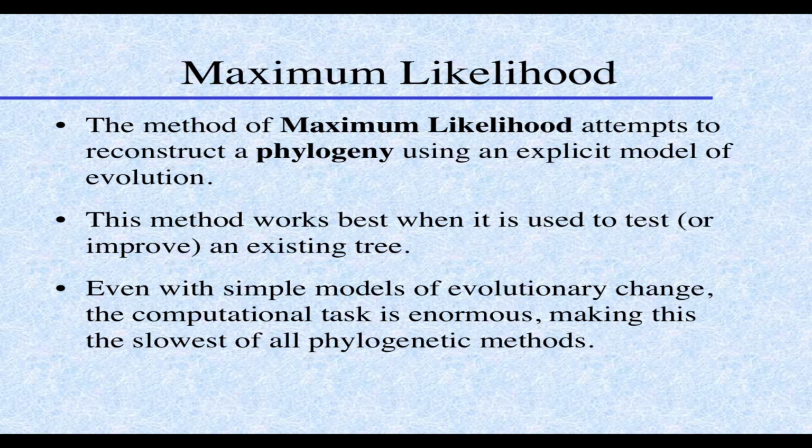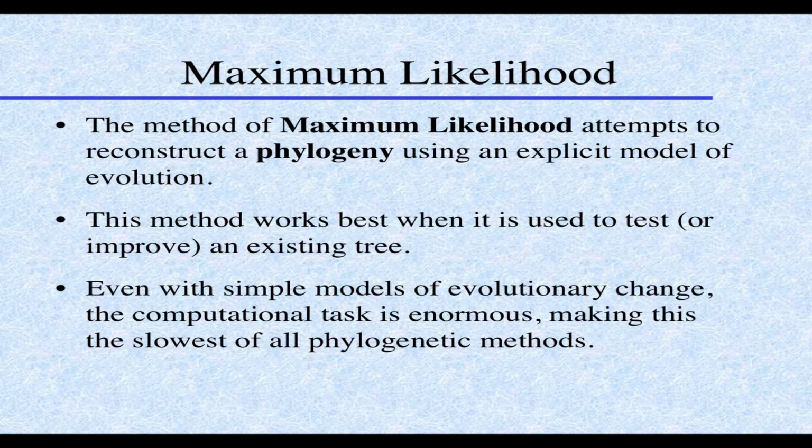Because you're doing that, it expands the computational world quite a bit. So instead of just evaluating the number of substitutions, now you have to evaluate the likelihood of those substitutions. Even with simple models of evolutionary change, the computational task is enormous, making this the slowest of all phylogenetic methods.